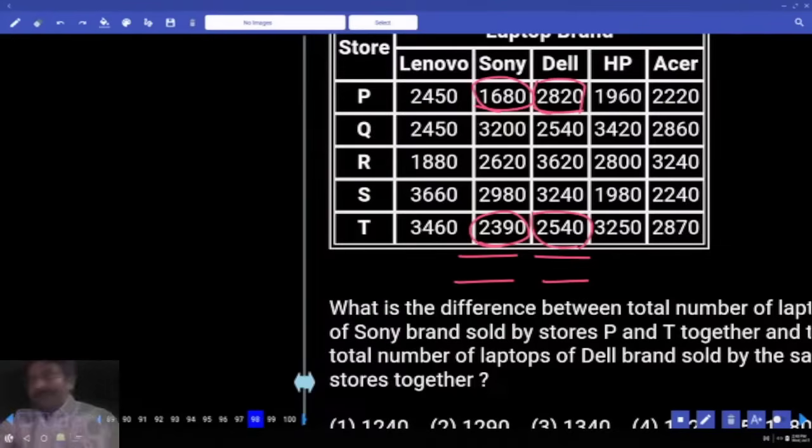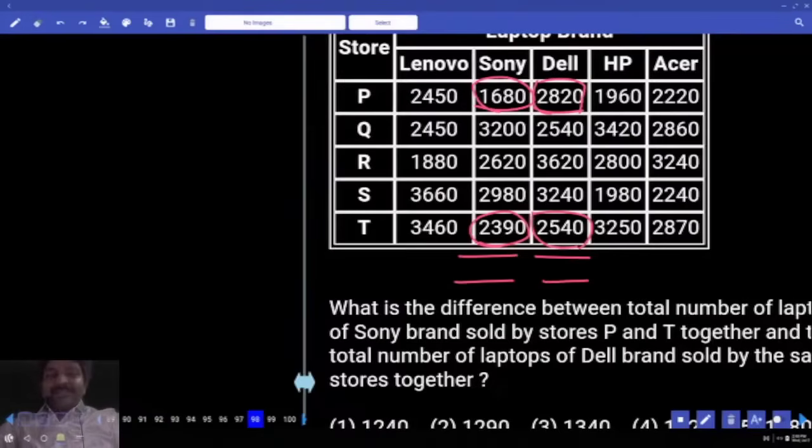And we need to identify the difference, correct? Difference of A comma B in the sense it may be A minus B or it may be B minus A. It is always largest minus smallest, correct? Look at store P, Sony and Dell. Which are more? Dell. Look at store T, Sony and Dell. Which are more? In both cases, Dell are more, right? So it is Dell minus Sony. That's what we need to calculate.